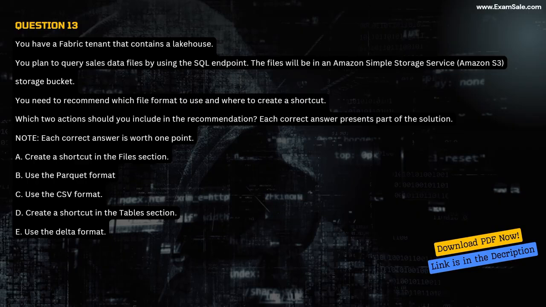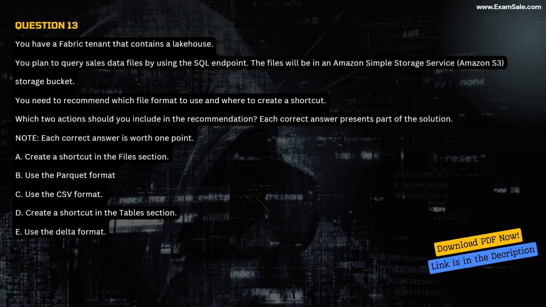Question 13. You have a Fabric tenant that contains a lakehouse. You plan to query sales data files by using the SQL endpoint. The files will be in an Amazon Simple Storage Service, Amazon S3, storage bucket. You need to recommend which file format to use and where to create a shortcut. Which two actions should you include in the recommendation? Each correct answer presents part of the solution. Note, each correct answer is worth 1 point.